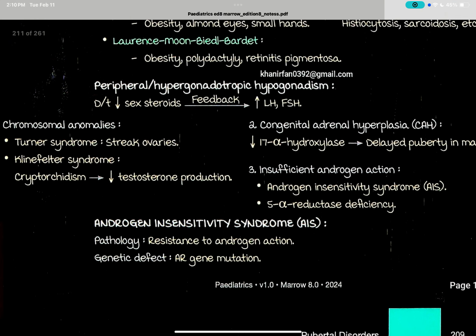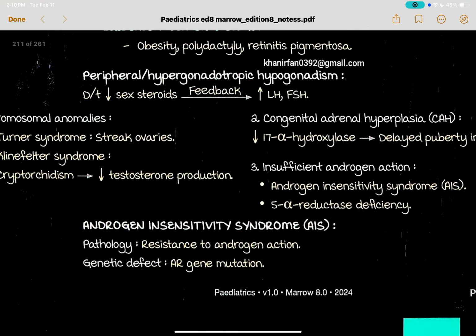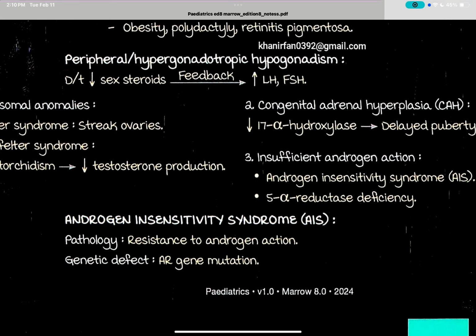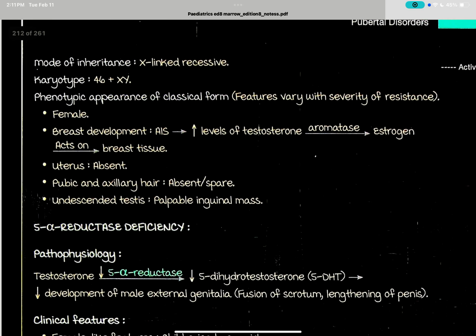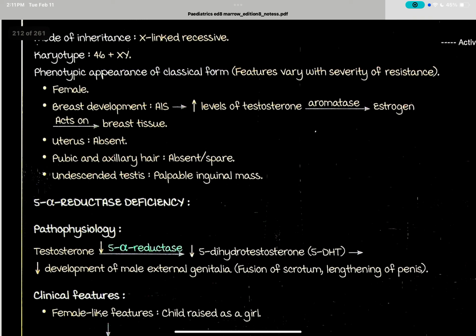Insufficient androgen action: androgen insensitivity syndrome and 5-alpha reductase deficiency. Androgen insensitivity syndrome, AIS, pathology: resistance to androgen action due to a genetic defect, an AR gene mutation. Mode of inheritance is X-linked recessive. Karyotype is 46 XY.